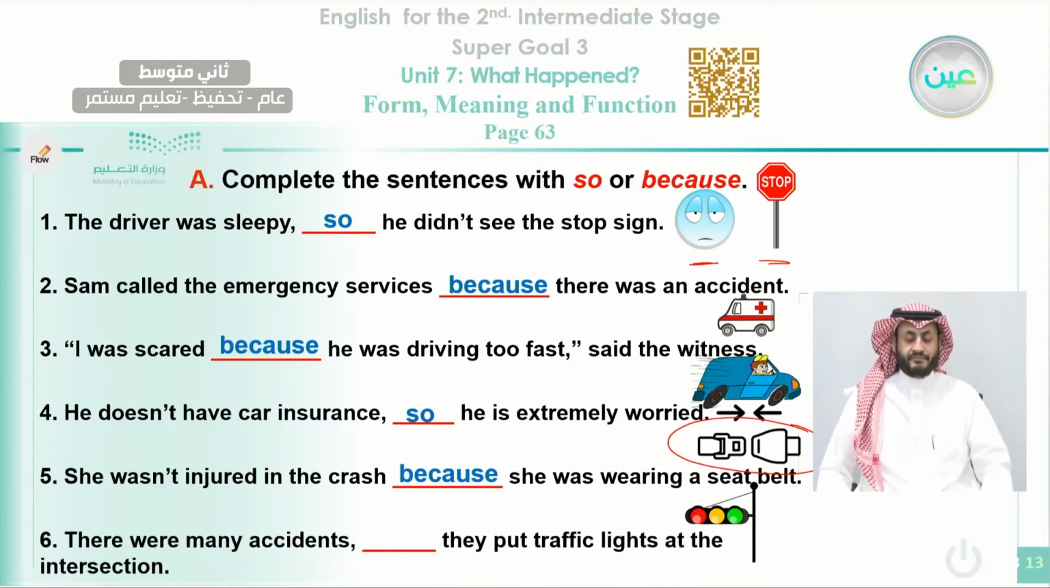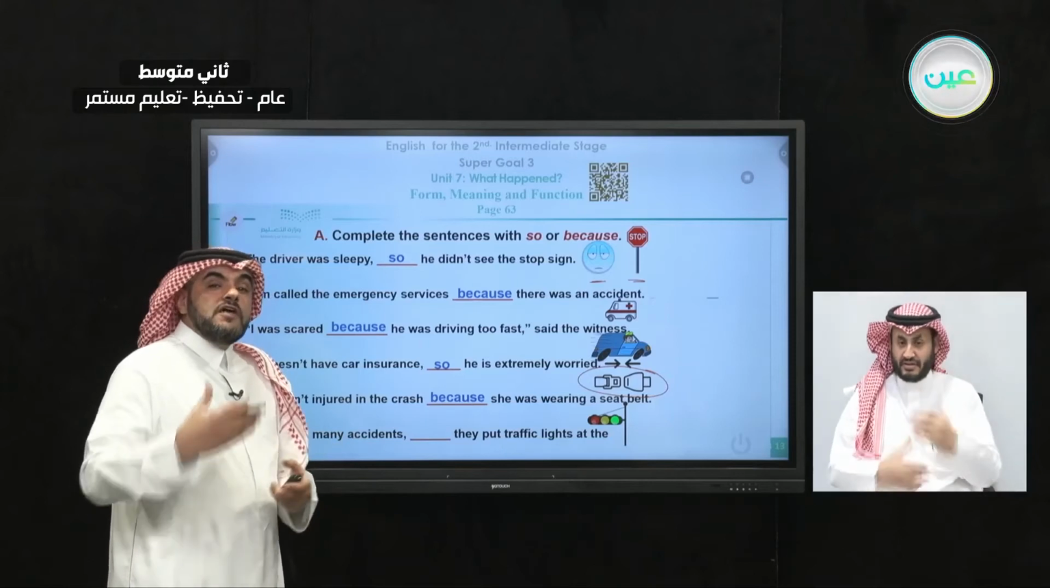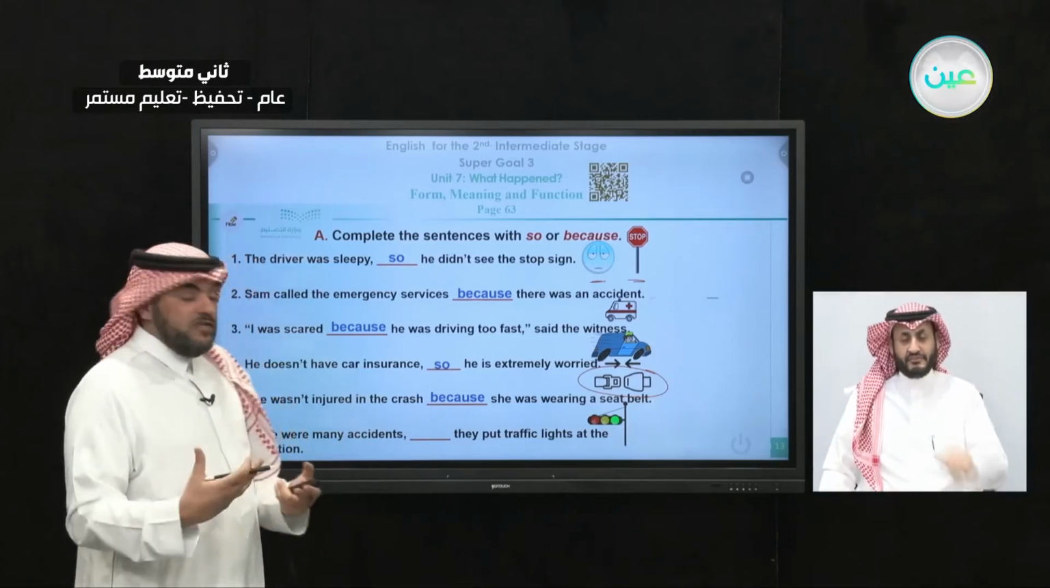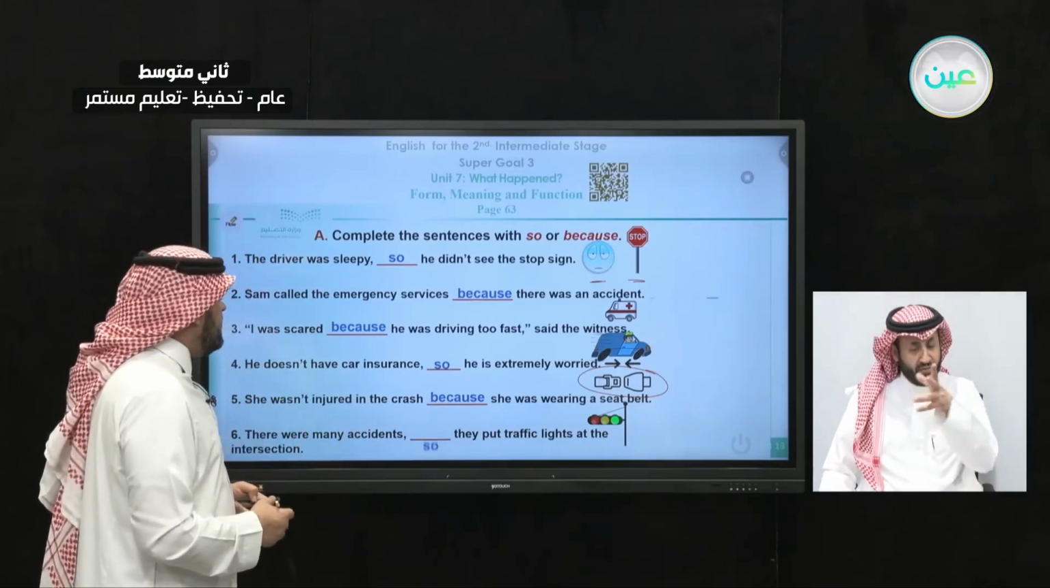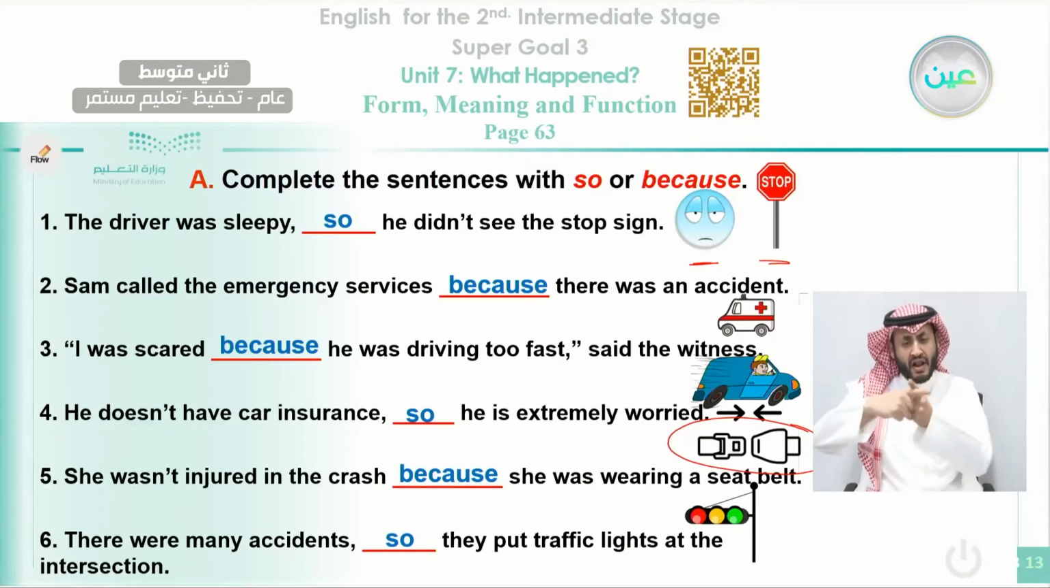In number 6, there were many accidents. They put a traffic light at an intersection. Intersection is the place where two roads cross each other or meet each other. So what happened here? This is a result. There were many accidents. They counted many accidents at this intersection, so they put a traffic light. As you can see, this is the picture of the traffic light.